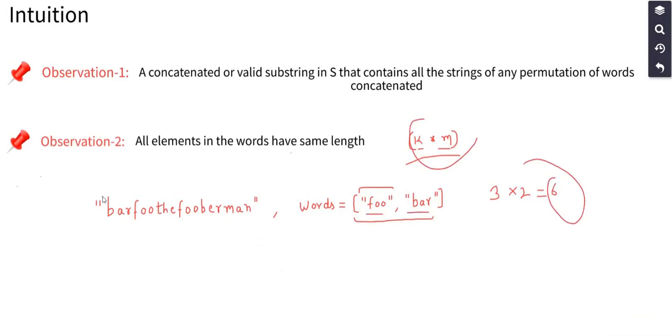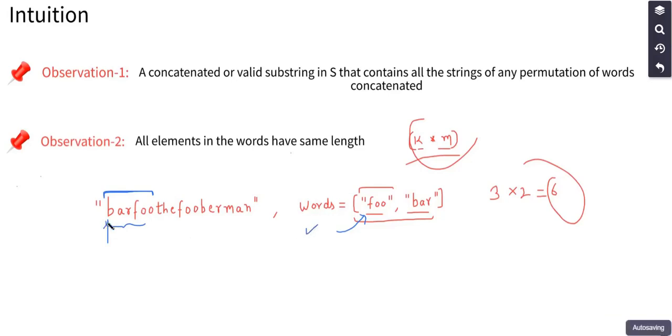So the most naive way to think about this type of problem is to just think of all the substrings of size 6. So let's take the first substring of size 6, and we check if this is a valid substring. How can we check that? For that, we can use a hash map in which we can make the entries of these words, and for this string that we are checking, we can traverse over this substring and check if the particular word is present in the hash map or not.